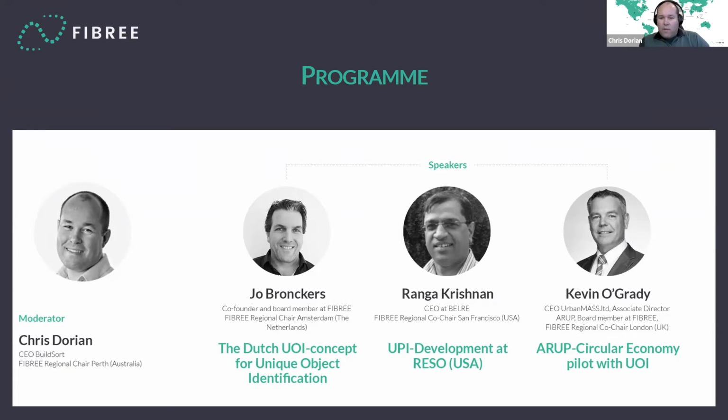At FIBREE, he is developing the Unique Object Identifier, UOI, concept for enhanced real estate data exchange and aggregation. With FIBREE, Jo is an active member in different working groups on identifiers, and in 2020, Jo became an inaugural board member of eCreda, the European Commercial Real Estate Data Alliance. Furthermore, he's an advisor to several startups in the realm of blockchain and real estate.